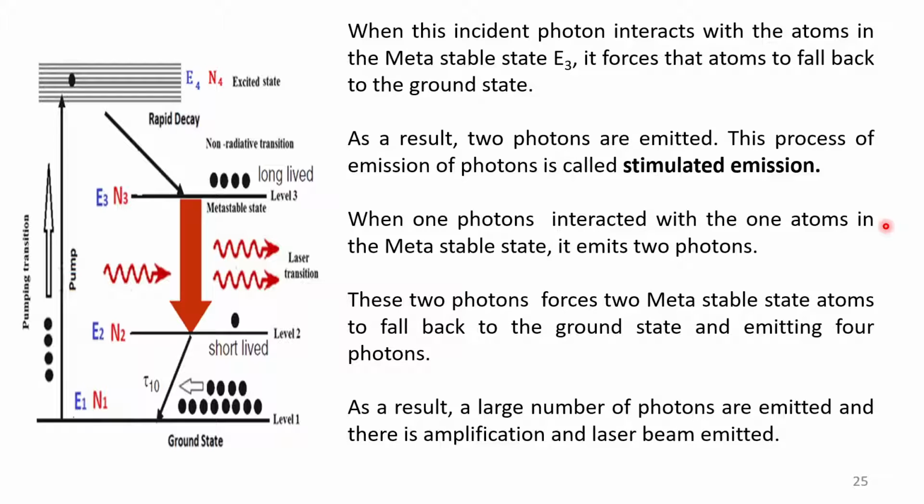Now when one photon interacts with one atom in the metastable state, it emits two photons. These two photons force two atoms of the metastable state to fall back to the ground state, emitting four photons. In this way, we observe that a large number of photons are emitted, and we can say that there is amplification of the stimulated emission. And in this way, during this transition, a laser beam will be emitted here.